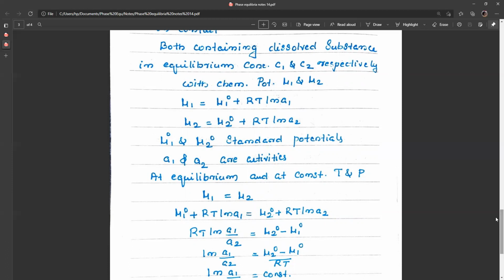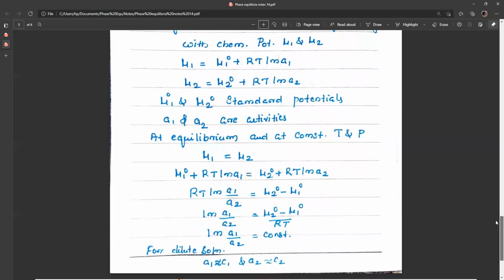Bringing everything to one side, RT ln A1 by A2 is equal to mu20 minus mu10. Rearranging, ln A1 by A2 is equal to mu20 minus mu10 by RT. But we know that mu10 and mu20 are standard condition chemical potentials, and they have a constant value. So mu20 minus mu10 should always be a constant. So mu20 minus mu10 by RT should be equal to ln A1 by A2.